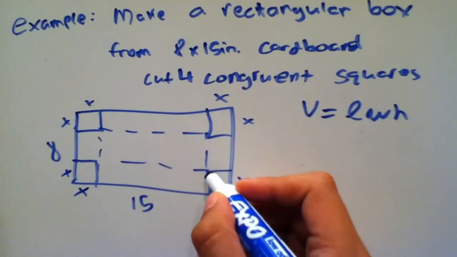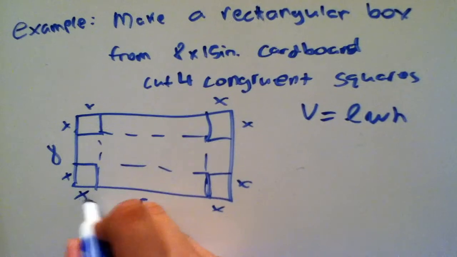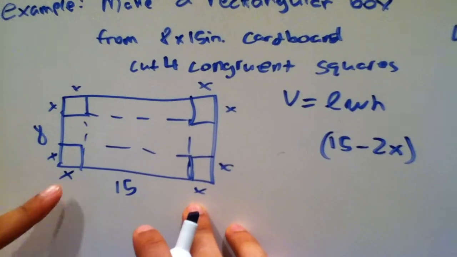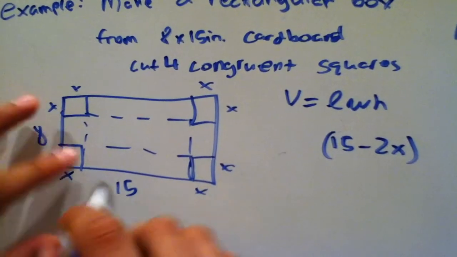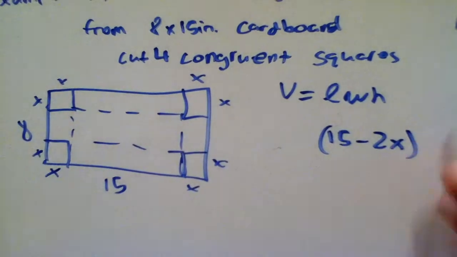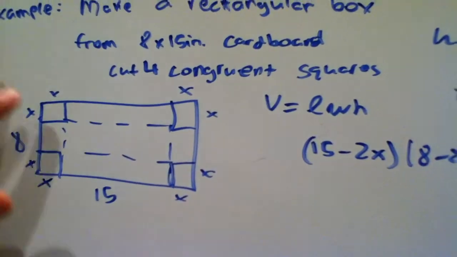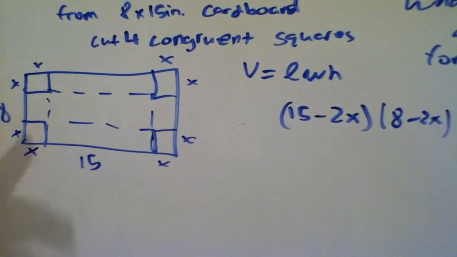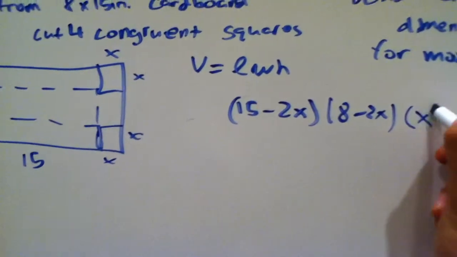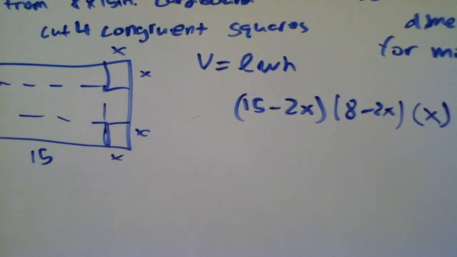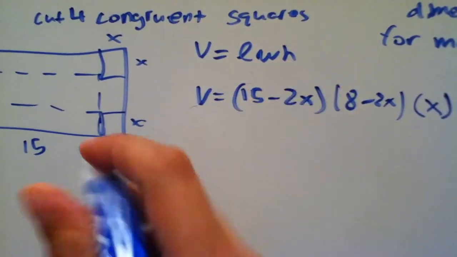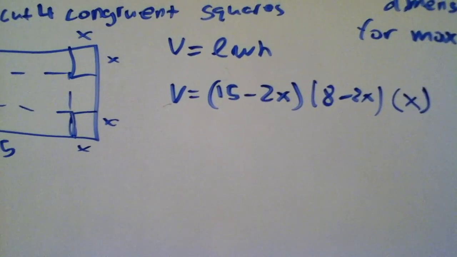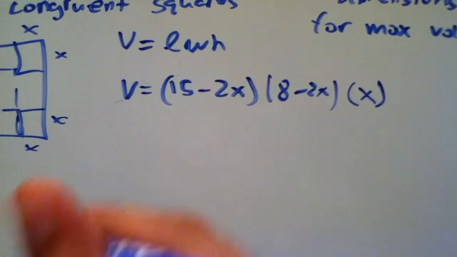So the length will be this, right? It'll be 15 minus 2x, because you're subtracting an x from each side, and that'll be this length. And then the width will be 8 minus 2x, because again, you're subtracting a length of value x from each side to get this. And the height is just x, because you're just folding this in. So the height is x. So now you have, in effect, modeled this problem and made an equation. The next step would be to get the derivative of this equation and set it equal to 0. But first, let's simplify this a little bit.